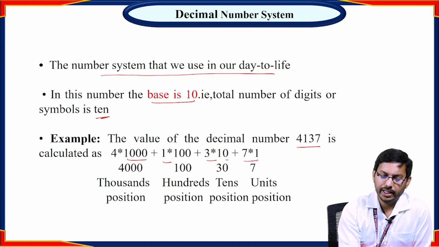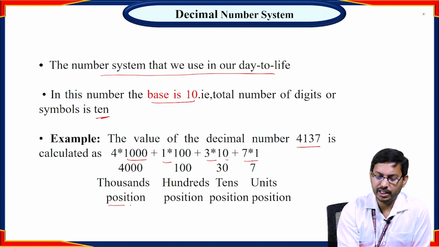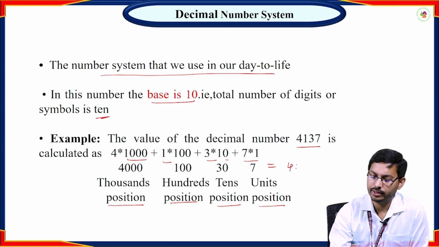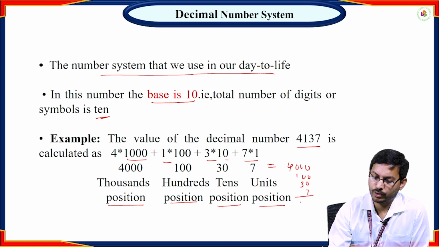That means here 4000, these are thousands position, hundreds position and tens position, and this is the units position. If you add these, 4000 plus 100 plus 30 and 7, the total will be 4137 only.